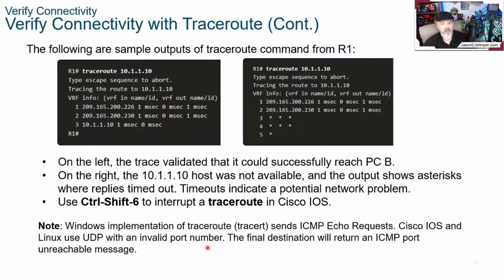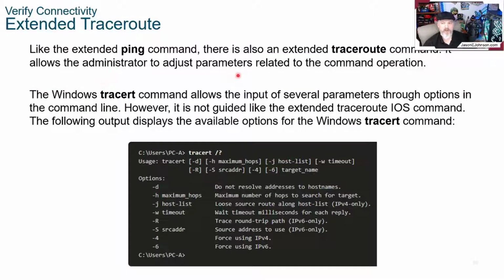Now, the Windows implementation of traceroute sends ICMP echo requests. Cisco IOS and Linux use UDP with an invalid port number. The final destination will return an ICMP port unreachable message. Like the extended ping command, there's also an extended traceroute command. It allows the administrator to adjust parameters related to the command operation. The Windows tracert command allows the input of several parameters through the options in the command line. However, it's not guided like the extended traceroute IOS command.